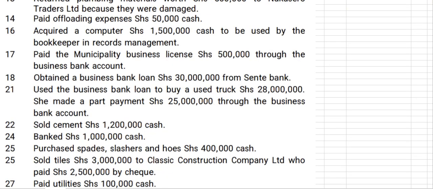If I have a contra, then the amount should be in the bank column. If the amount is in the cash column and it's a contra, then the detail will be bank. Purchased spades, slashes and hoes, shillings 400,000 cash. So you credit your cash book and your cash will reduce following that transaction. 25th, purchases, cash column, 400,000.